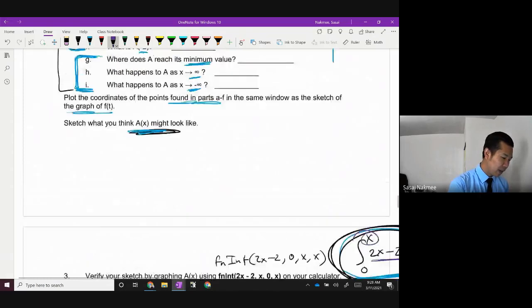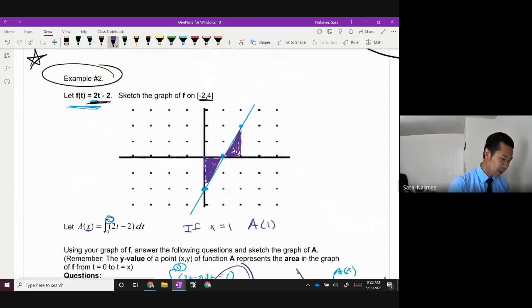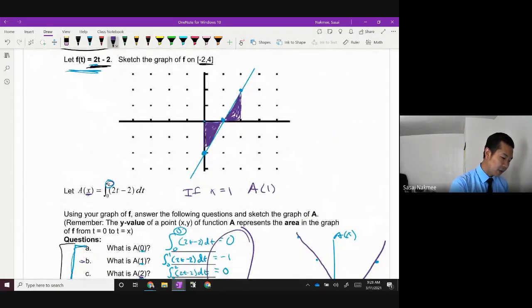Meaning when the f function, or the original function that you're taking the integral of, if it crosses right here, you see that right there? It's crossing at 0. It's going from negative to positive.